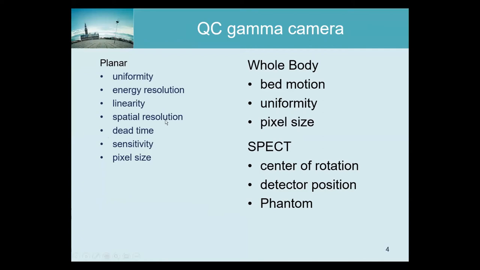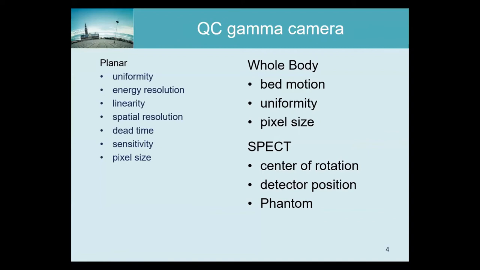You can check the spatial resolution, which obviously depends on the collimator. So it's a combination of the intrinsic resolution and the collimator resolution, and it changes with distance. But if you put the source at a predefined distance, do the measurement, you should get the result that the company guarantees. You can measure the dead time, the sensitivity, again, that depends on the collimator and the pixel size. So all of this should in principle not change. So if your camera is in good condition, then the next day, if it still is in good condition, nothing of this will have changed.